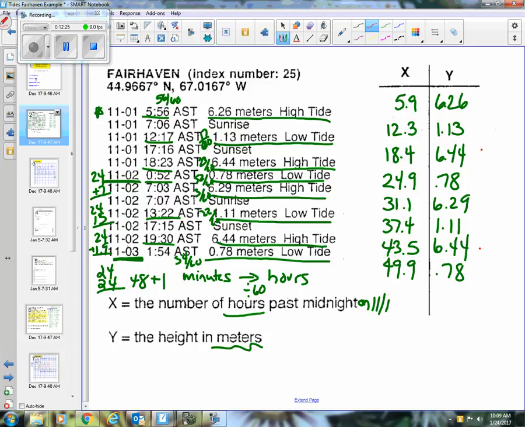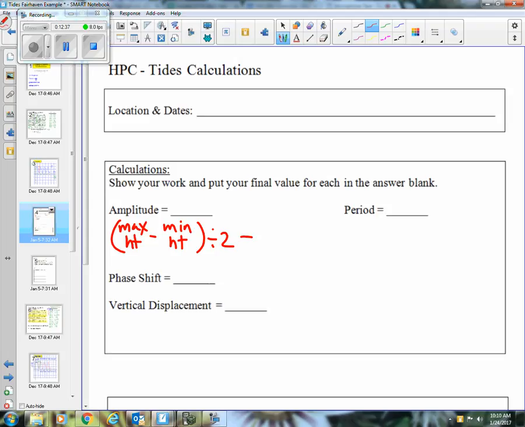Since my data is pretty close, it's pretty decent, I'm just going to use the maximum height and the minimum, which would be at 0.78. But depending on your data, how easy it is to work with, we can make that determination. So I'm going to go ahead and do 6.44 minus 0.78, and then I'm going to divide that by 2. Go ahead and pause the video, do your calculation, and then let's see what we come up with.